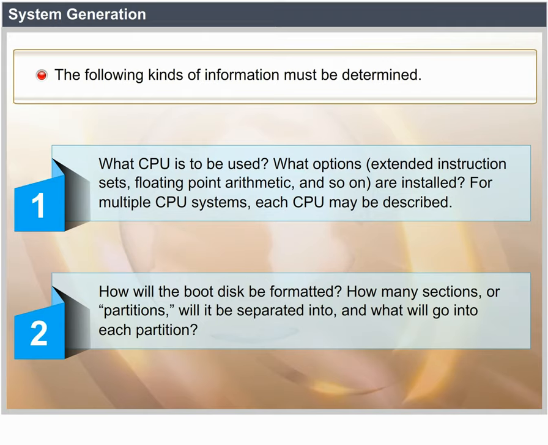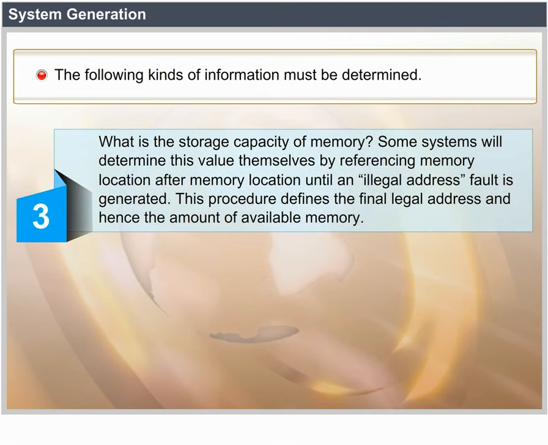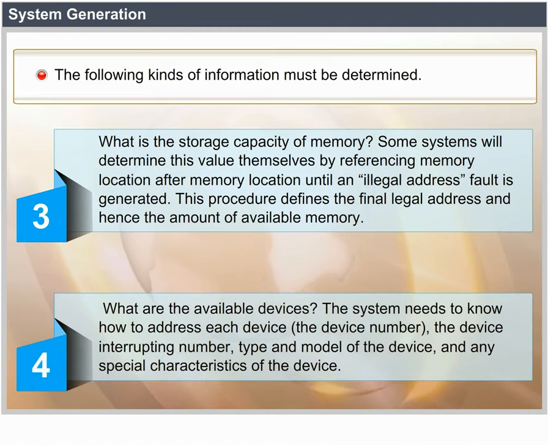How much memory is available? Some systems will determine this value themselves by referencing memory location after memory location until an illegal address fault is generated. This procedure defines the final legal address and hence the amount of available memory. What devices are available? The system will need to know how to address each device, the device number, the device interrupt number, the device's type and model, and any special device characteristics.